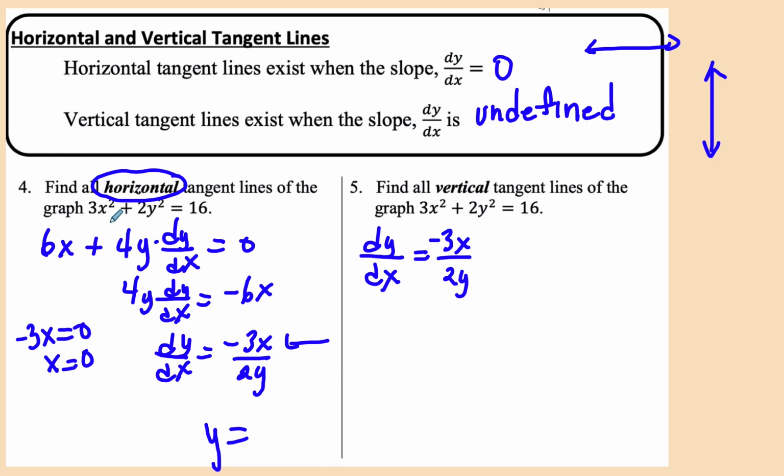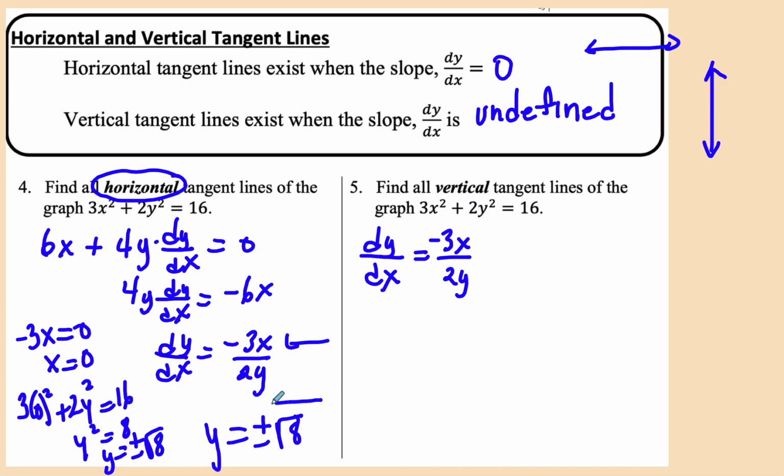So I'm going to substitute 0 into my equation. 3 times 0 squared plus 2y squared equals 16. So y squared is equal to 8. And so y is equal to plus or minus root 8. So when y is plus or minus root 8, I am going to have my horizontal line. That is a horizontal line. It's occurring when x is equal to 0. x equal to 0 will force the slope to be 0.